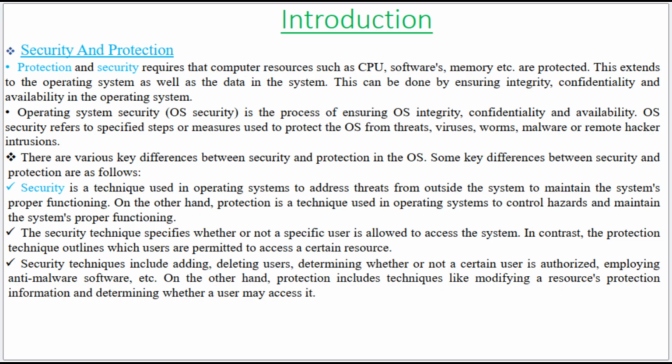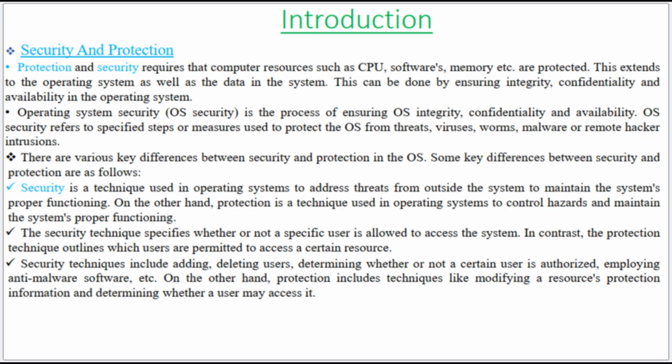Operating system security, or OS security, is the process of ensuring OS integrity, confidentiality and availability. OS security refers to specified steps or measures set to protect the OS from threats, viruses, worms, malware or remote hacker intrusions. There are various key differences between security and protection in OS. Some key differences between security and protection are as follows.